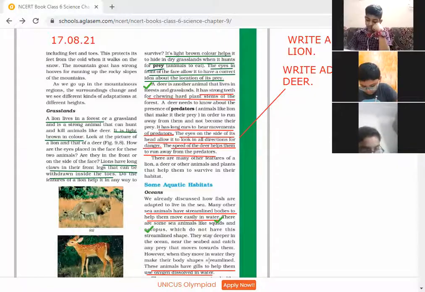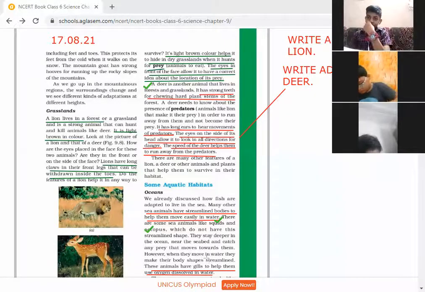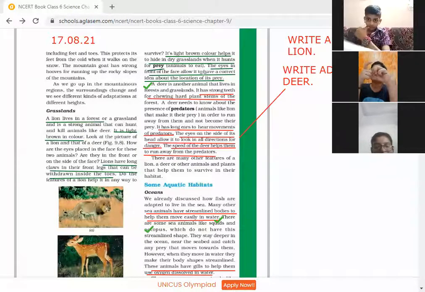But when they move in water, what happens? They make their body streamlined. They have gills to help them use oxygen in the water. So children, you can mark all the points because any of the questions can be there. Kindly underline all the points.